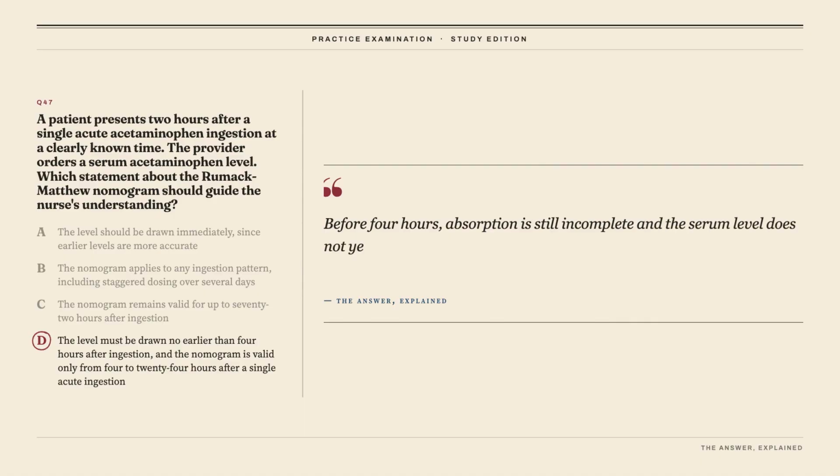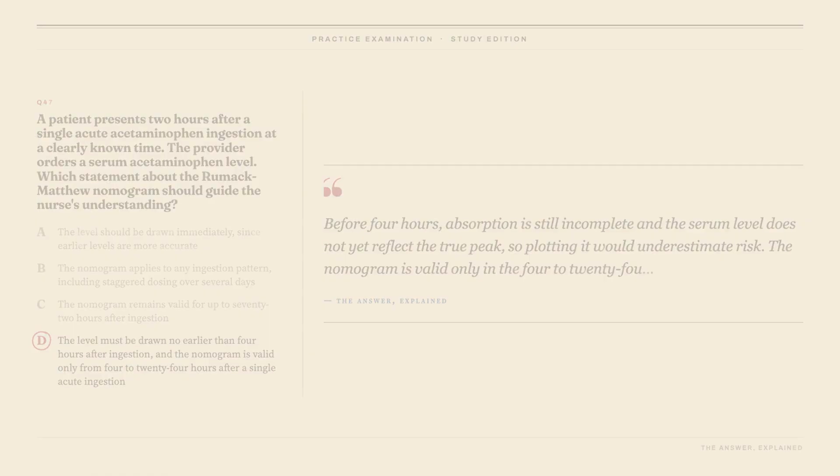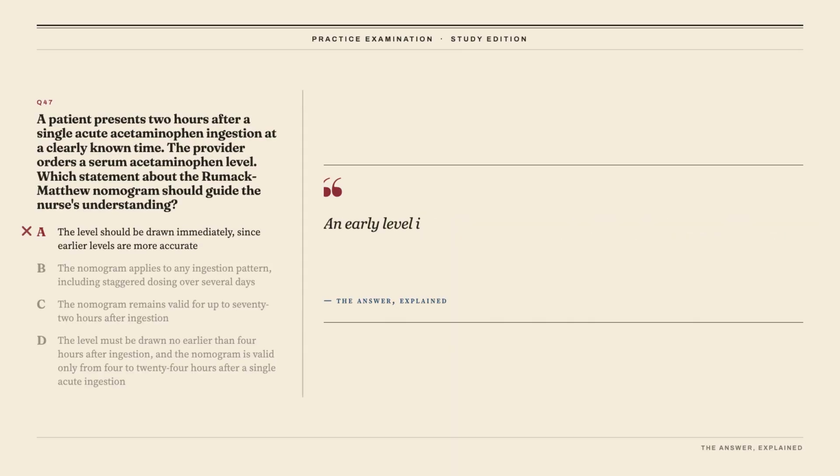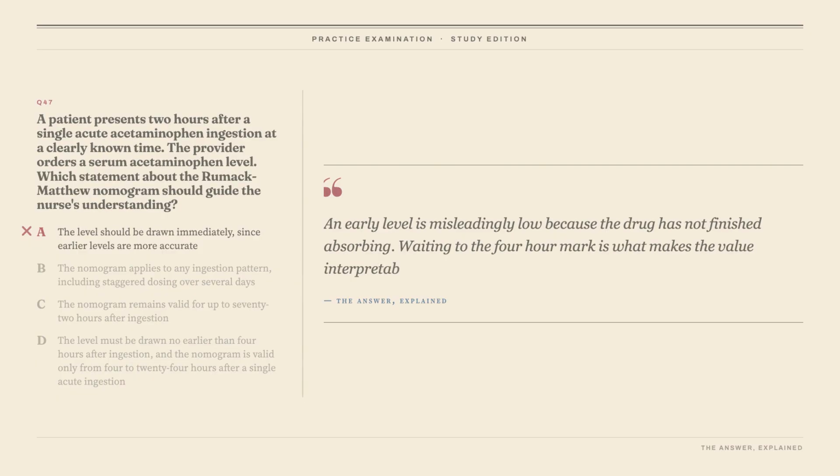The nomogram is valid only in the 4 to 24 hour window following a single ingestion at a known time. A level on or above the treatment line, which begins at 150 micrograms per milliliter at 4 hours, indicates the need for the antidote. A is wrong because an early level is misleadingly low, since the drug has not finished absorbing. Waiting to the 4-hour mark is what makes the value interpretable.